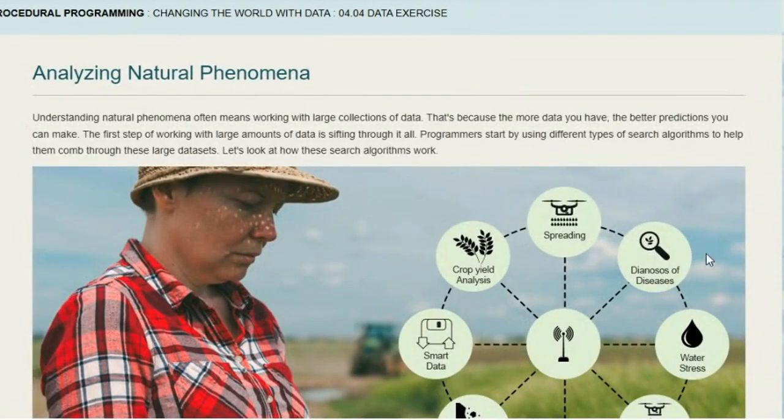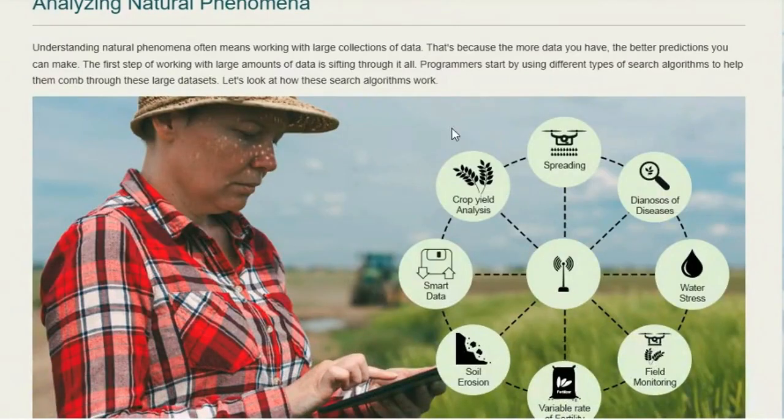But understanding natural phenomena often means working with large collections of data. The more data you get, the more accurate your predictions can be. The first step in working with large amounts of data is sifting through it all. What do I have? What's all this data? Programmers start by using different types of search algorithms to help them comb through these large data sets. Let's see how these search algorithms work.